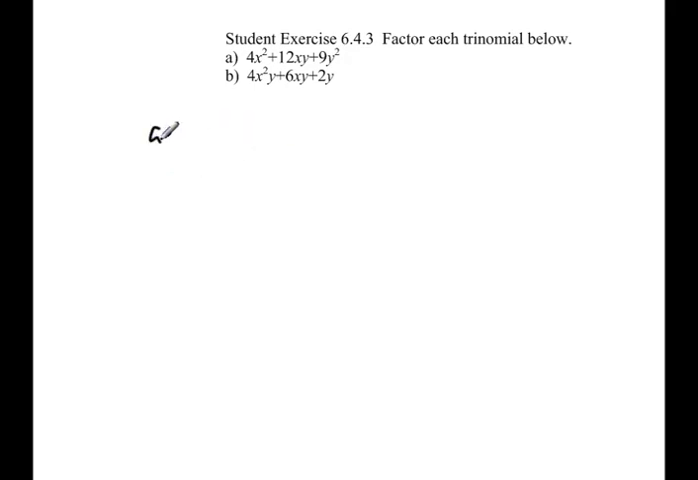Factor each trinomial below. For a, we have 4x squared plus 12xy plus 9y squared. Oh boy.